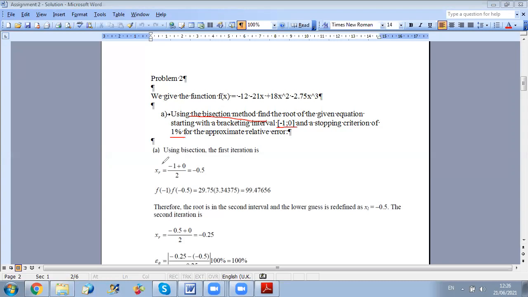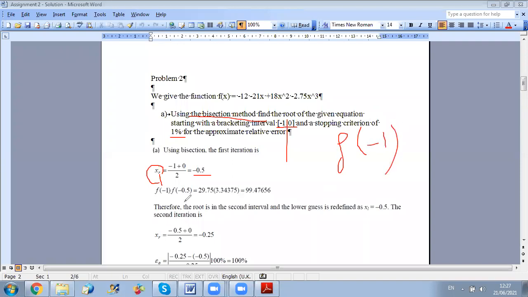So all we have to do is start the bisection method. It's the easiest estimate of the root. You take just the middle of the interval. So xr1 is minus 1 plus 0 over 2, which is minus 0.5. Now, the next step will be to check f of minus 1 times f of minus 0.5. Or as your friend said, it's enough to get what f of minus 1 is.